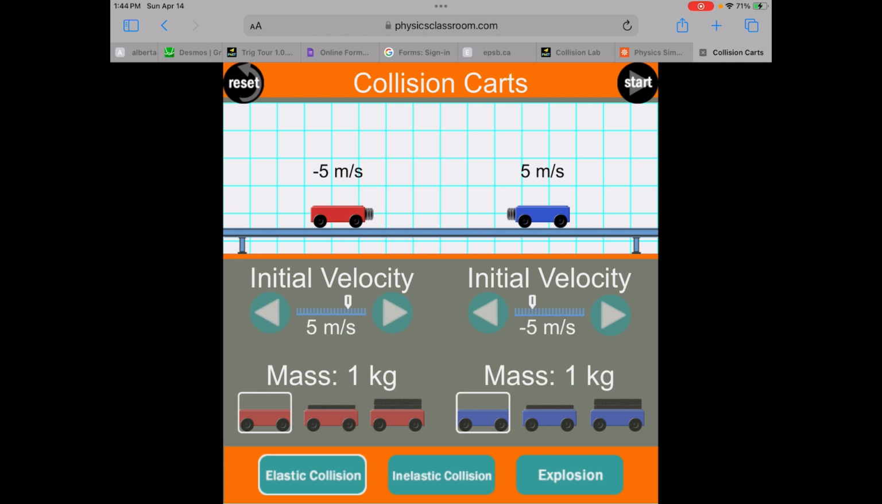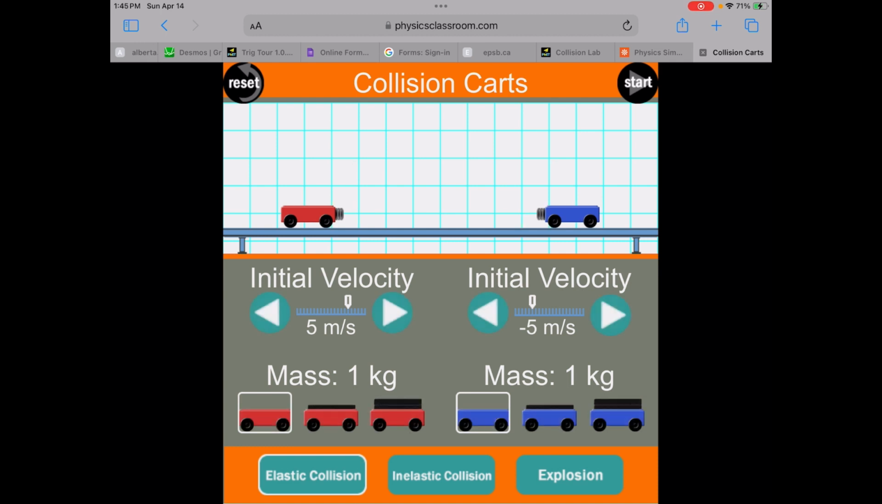Now look, the red cart bounced to the left, and its velocity is now negative 5 meters per second. Since its mass is still 1 kilogram, its momentum is now negative 5 kilogram meters per second. The blue cart is now positive 5 kilogram meters per second. So negative 5 plus 5 is 0. The total initial still equals the total final.